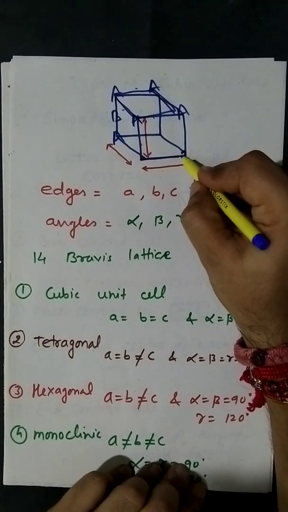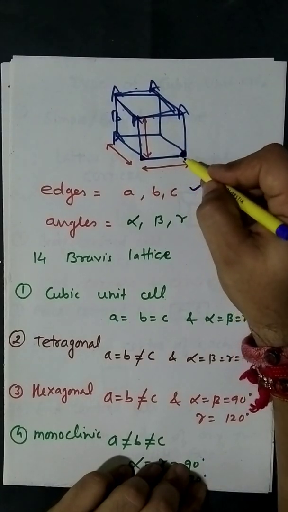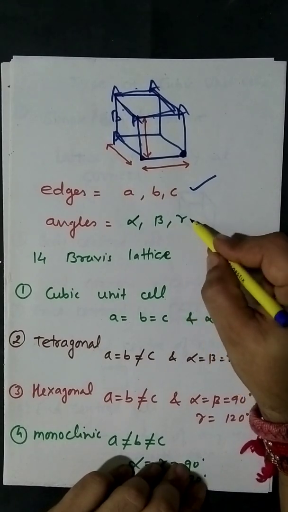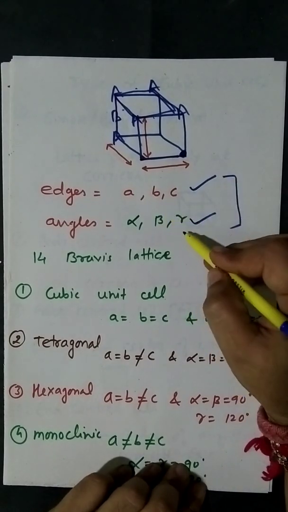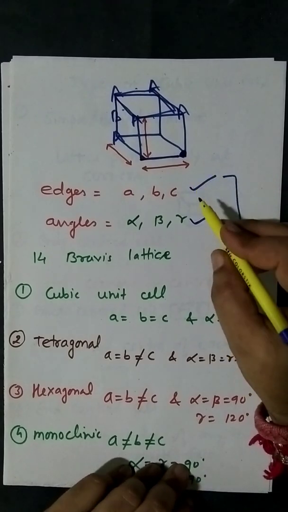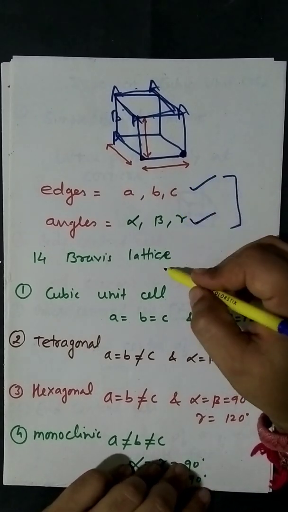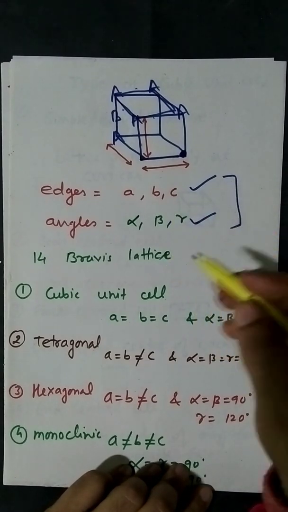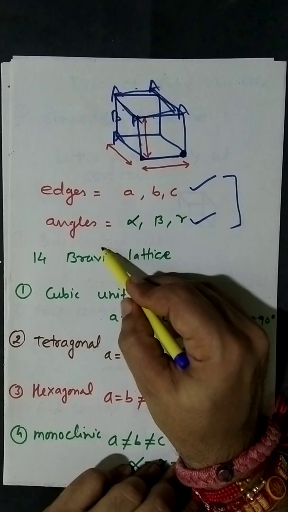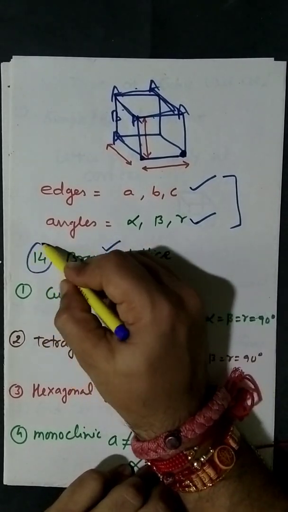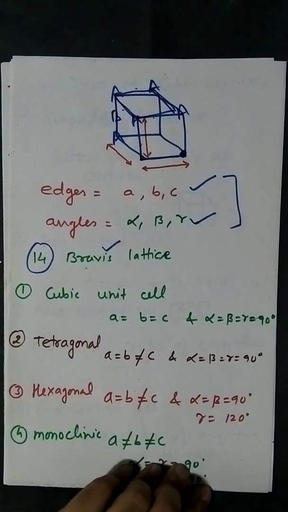As well as at any corner you can see there are three angles here, and these angles are represented by symbols alpha, beta, gamma. On the basis of these edges and angles, so far 14 different types of unit cell have been identified. They are not hypothetical, they have been identified by Bravais, and that's why they are known as Bravais lattices.